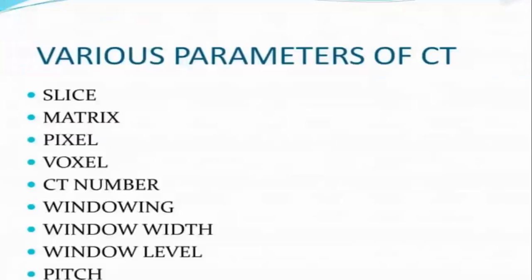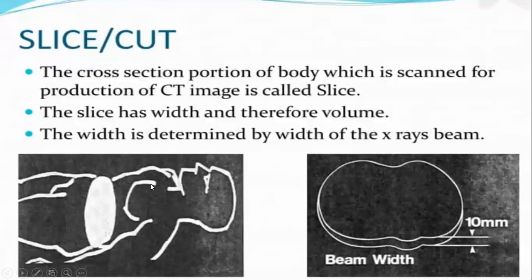Let me say about the various parameters of computer tomography. Number one, slice, matrix, pixel, voxel, CT number, windowing, window width, window level, and pitch. Then we move to slice or cut. The cross-section portion of the body which is scanned for production of CT images is called a slice. The slice has width and therefore volume. The width is determined by the width of the X-ray beam. You can see the images, and this is called slice or cut tomography.